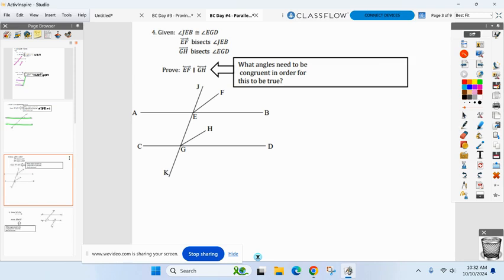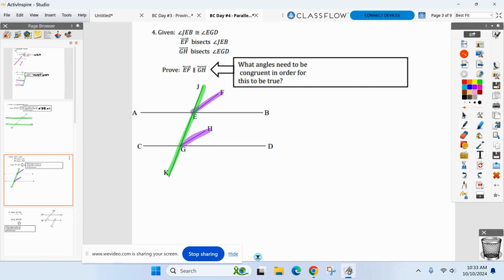Let's see, EF. We got to prove E. Ooh, this one's a good one. EF and GH. Where's my transversal so I can highlight it? JK. Yep, good. And I'm not going to make this joke again, even though some of you probably still don't understand it. All right, what angles would need to be proven congruent here then?